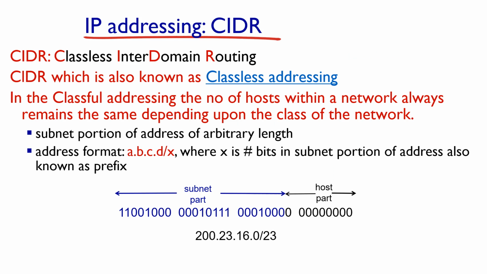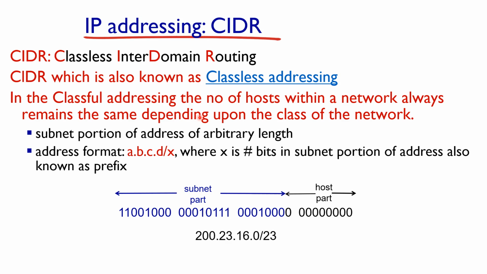So this kind of IP addressing is known as CIDR, or classless interdomain routing. CIDR is the type of IP addressing that we currently follow in the internet. So what is CIDR, or classless interdomain routing? CIDR is also known as classless addressing. In IP addressing, there is classful IP addressing as well as classless IP addressing. Classless IP addressing is known as CIDR.